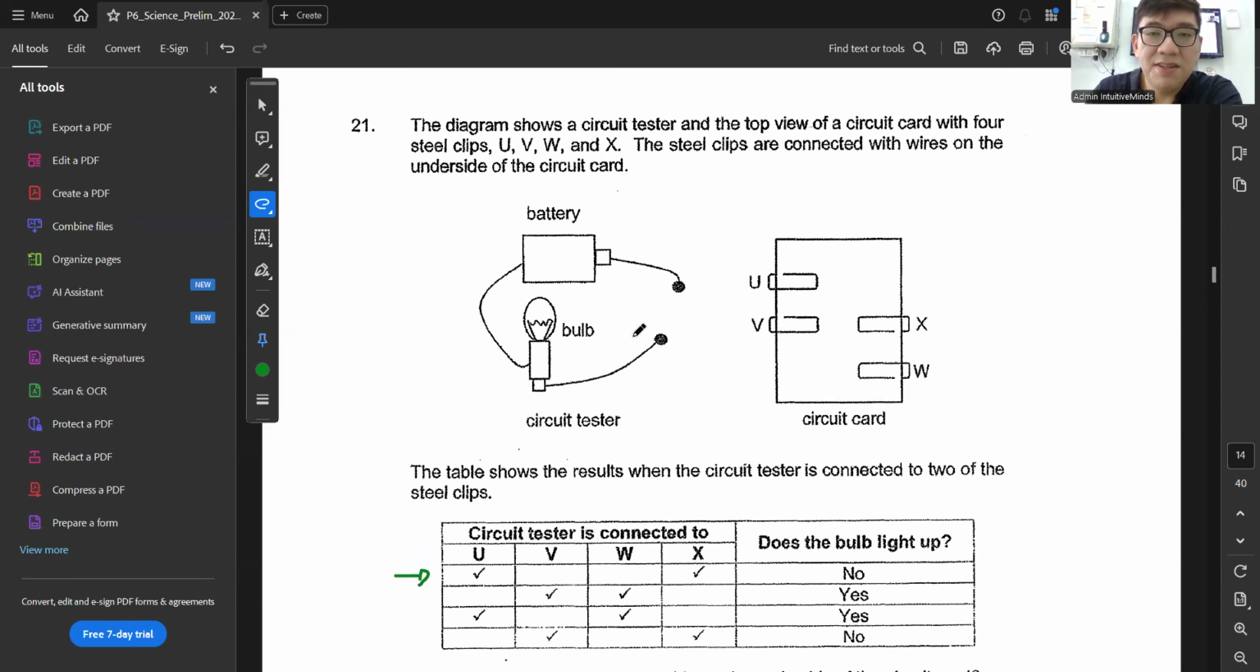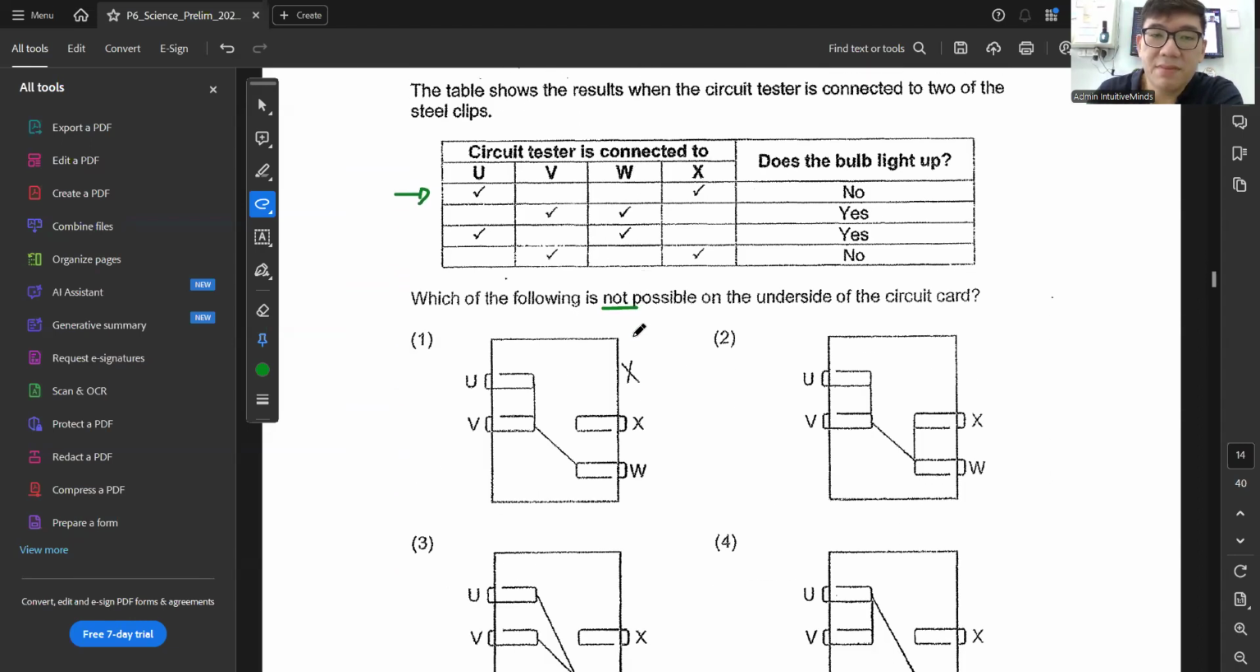So question 21. Wait, they're both not possible. U and X, does the bulb light up? So, you see U and X, you connect here, does the bulb light up? Yes, it does. Complete circuit. You see? Oh, that's what I mean. But then it doesn't light up. So okay, therefore it's not possible.